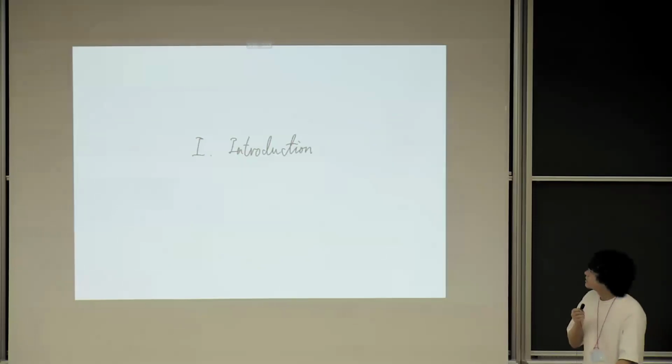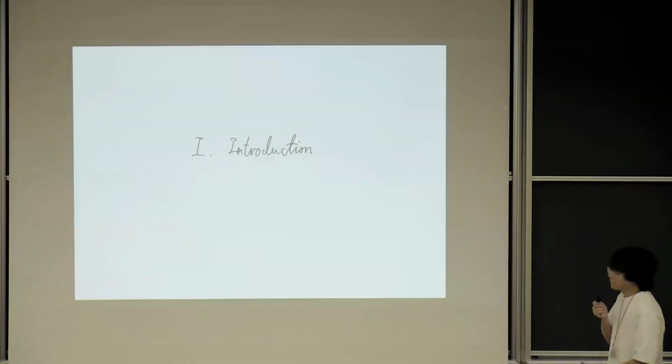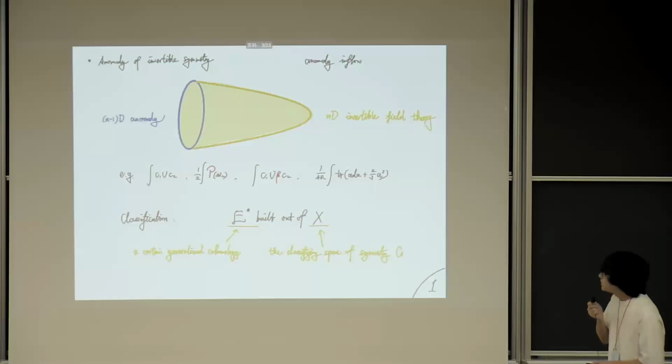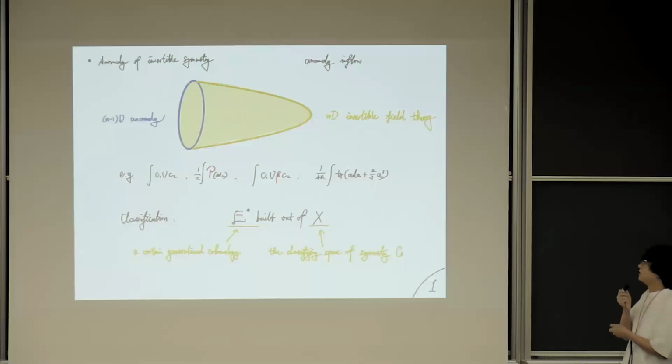So first, let me start from the very elementary part. What is anomaly and how do we understand it? Okay, so when we say there is an anomaly in an n-dimensional system, then we always think about some (n+1)-dimensional bulk. And the anomaly is captured by some invertible field theory through anomaly inflow.